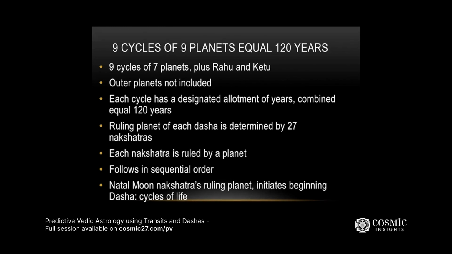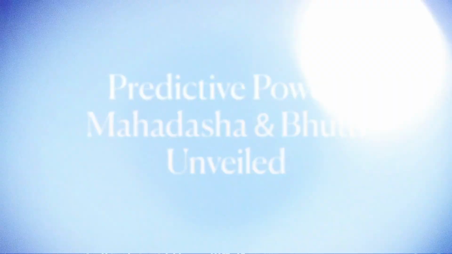But the outer planets, I always have to say this because we have a lot of people that come from Western astrology trying to understand Vedic. In this system, we do not use the outer planets. So remember that. It's only going to be the 5 planets, the Sun, the Moon, and Rahu and Ketu.